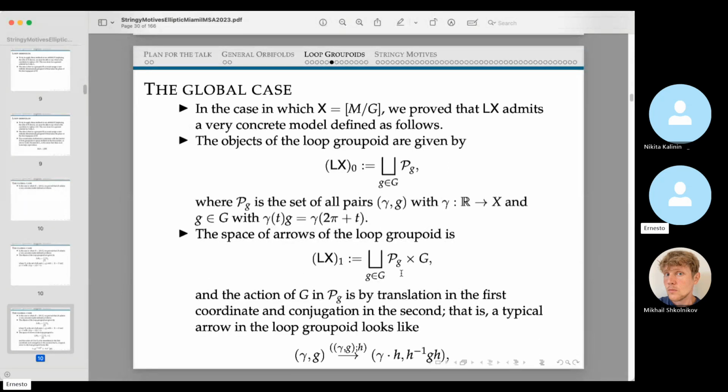And the arrows are going to be these pairs. This I'm going to denote by gamma comma g, an object. An arrow, well, is h, and it sends gamma comma g to the whole path gamma translated by h, and then g conjugated by h. And this is a very important point of this talk, this conjugation.